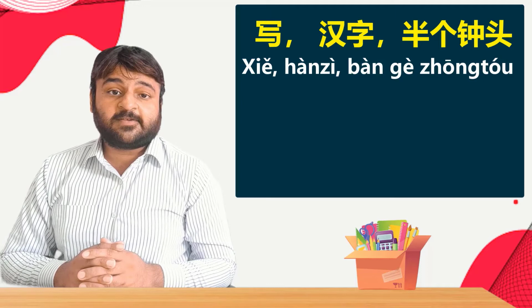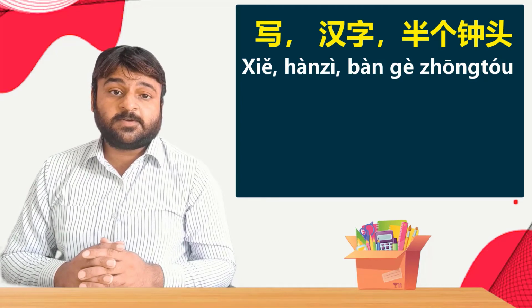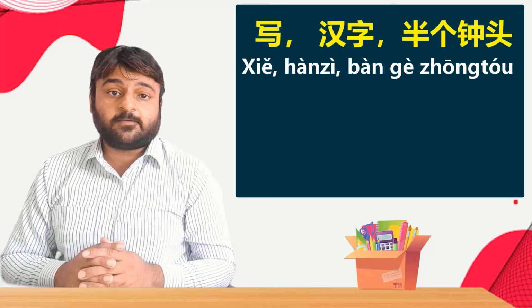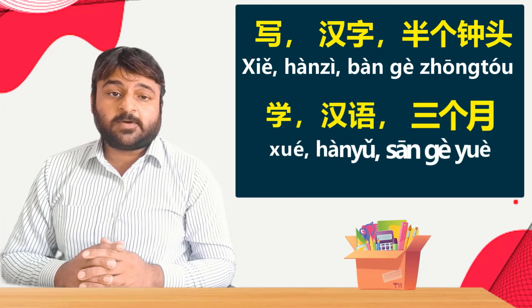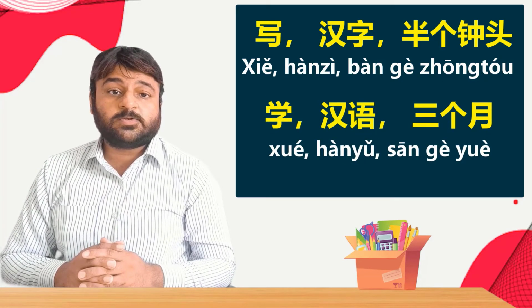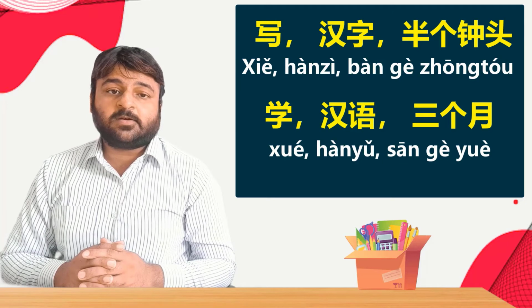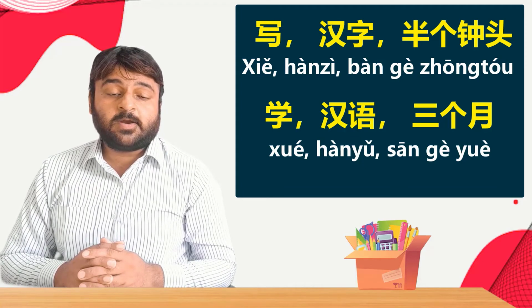Moving on to the next set of 3 words to make replacement. First for verb, second for object, and third for the time. That is the second line of answer. Let us read the following 3 words. 学, to study. 汉语, Chinese. 3个月, 3 months. How long did you study Chinese? I studied Chinese for 3 months.